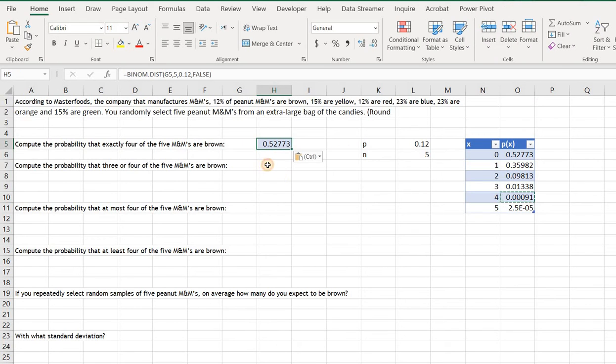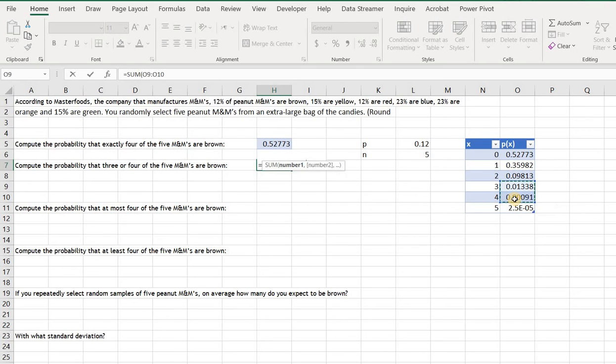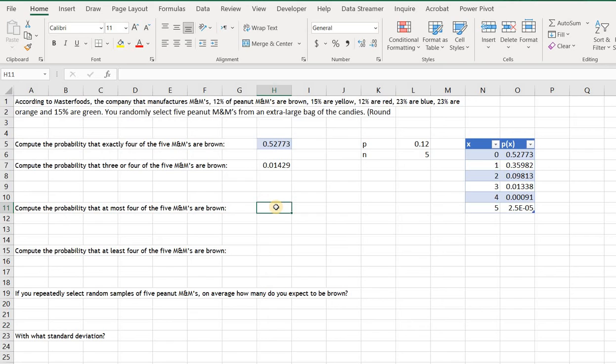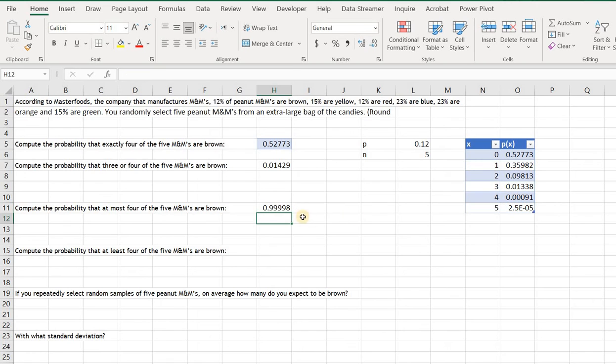And then compute the probability that 3 or 4 of the 5 are brown, which means I have to add the probability of 3 and 4 here. And then compute the probability that at most 4 of the 5 are brown. At most 4 means the most number is 4, but it could be less. So this is the same as saying 4 or 3 or 2 or 1 or 0. So I'm going to add all of the probabilities from 0 to 4, inclusive of 4.